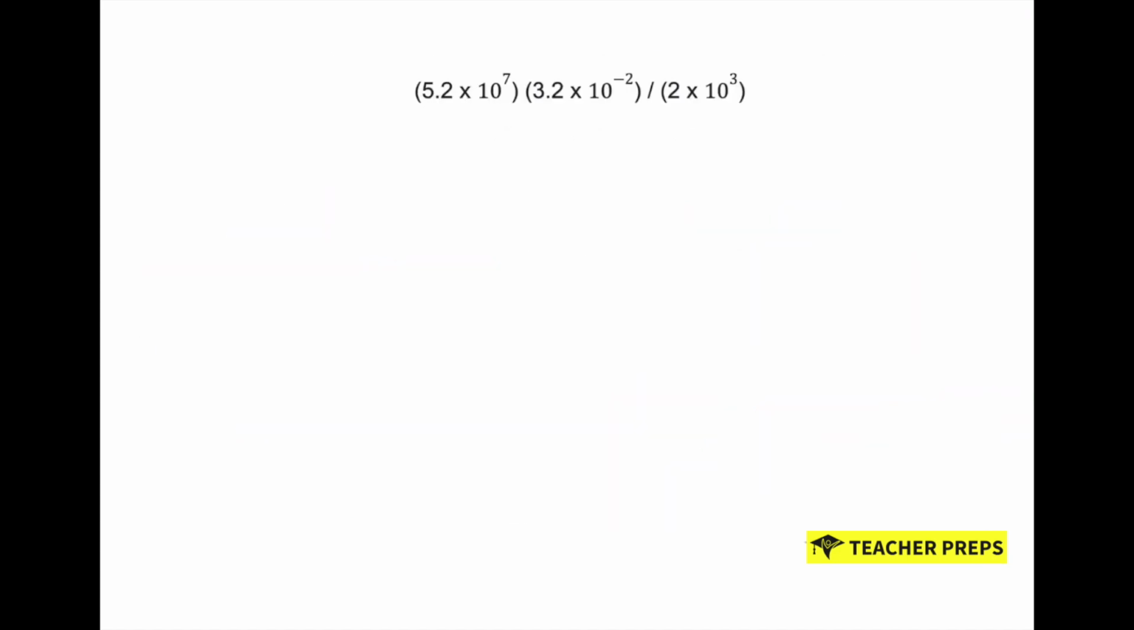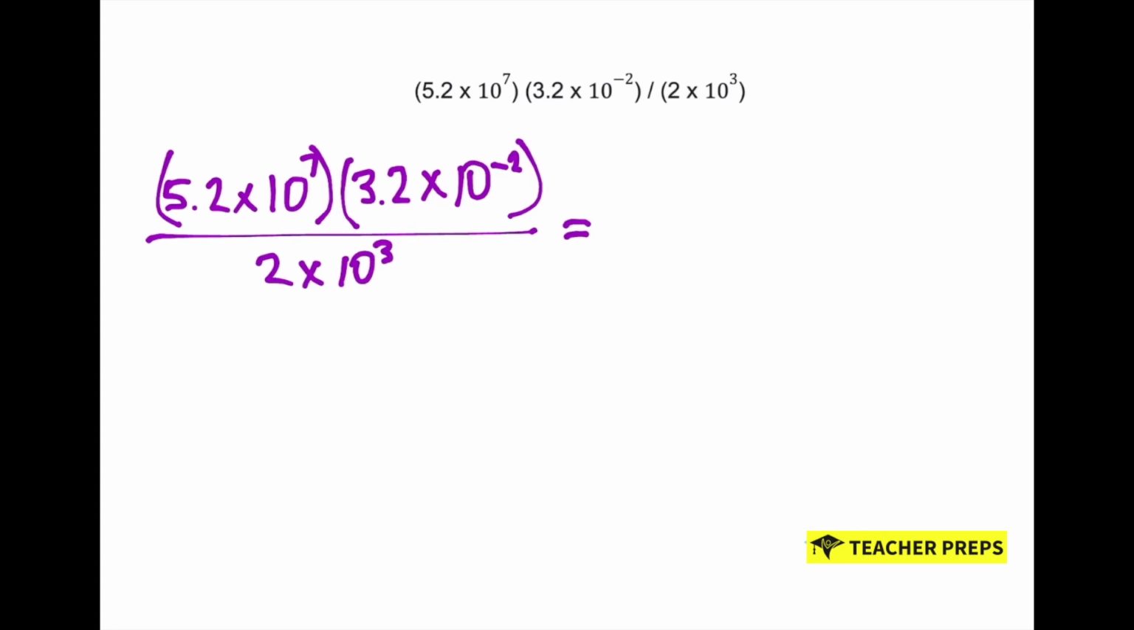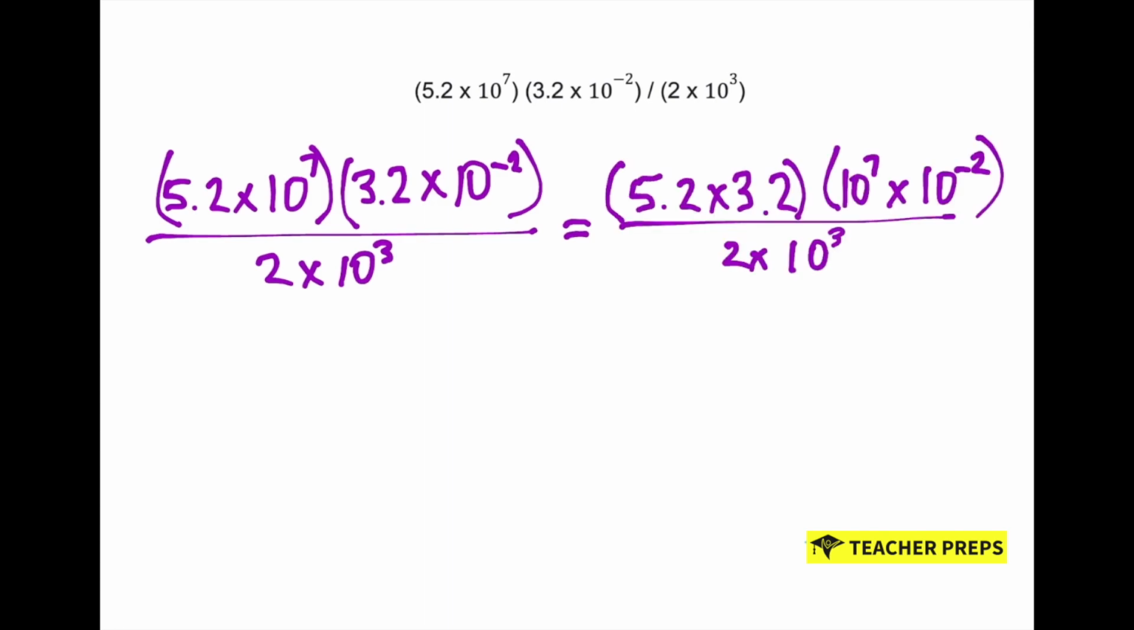Let's go through one more example. This time, I want you to pause the video and try it on your own first, and then hit play and we'll see how you did. The first step is to rewrite the problem as a fraction. The next step is to use the associative property to rearrange.